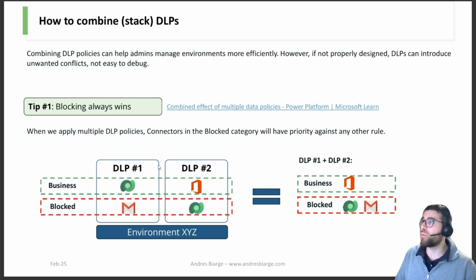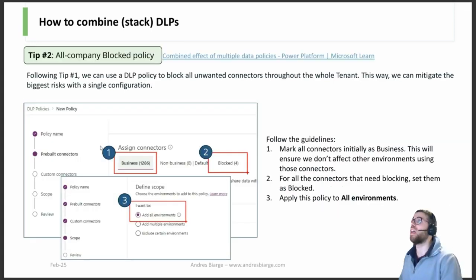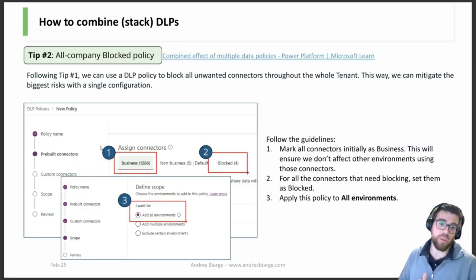Now, the second tip I want to share with you, the next logical conclusion, is: if blocking always wins, then I should have an all company block policy. What that means is we want to ensure that certain connectors cannot be used at all in any environment, no matter what happens. For example, Google Mail, Google Drive, Dropbox, whatever. Then how can we approach this?